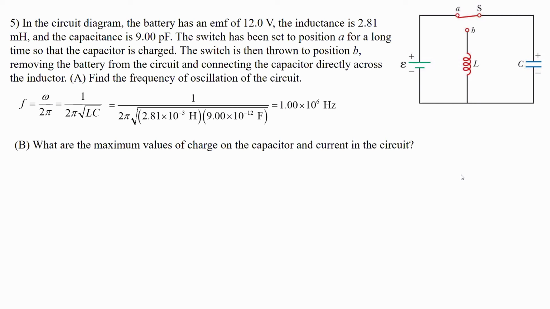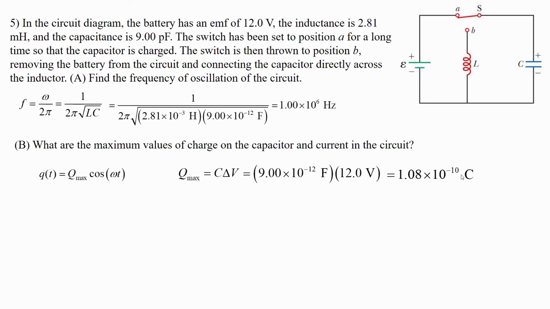Now, what are the maximum values of charge on the capacitor? That's part of the question. Well, we have this relationship that we derived before. Of course, I excluded the phase, and it's kind of irrelevant here, but the maximum charge is this amplitude on the capacitor. Qmax is equal to the capacitance times the maximum voltage, and the maximum voltage, as we know, is the EMF, 12. This explicitly gives us the maximum charge: 1.8 times 10 to the minus 10 coulombs.